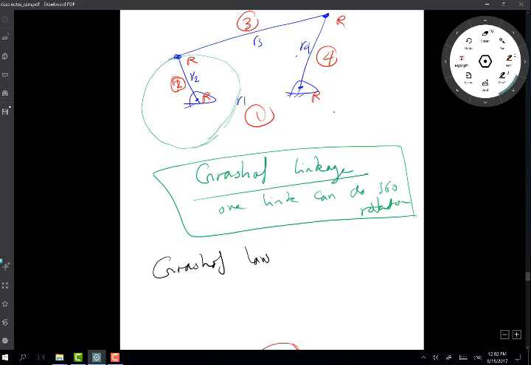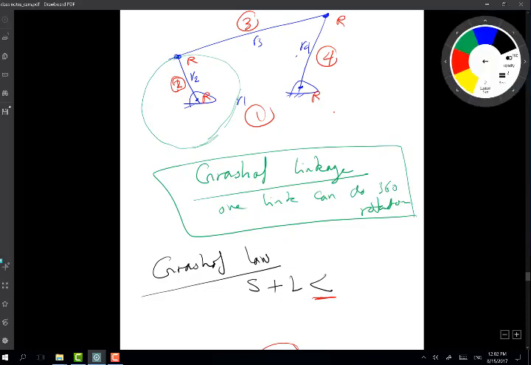Grashof law says S plus L should be less than or equal to P plus Q. And this equal to, I put in red for a purpose. I want to talk about this later on, because always less than is what I want to achieve, and equal to is just on the borderline, and I don't want my linkage to be a borderline linkage. So the equation says S plus L should be less than or equal to P plus Q.